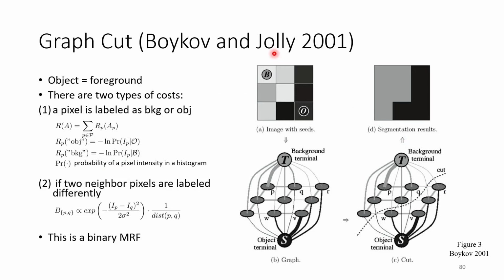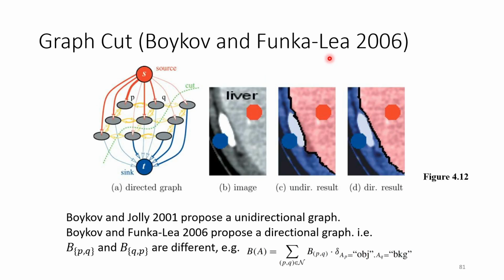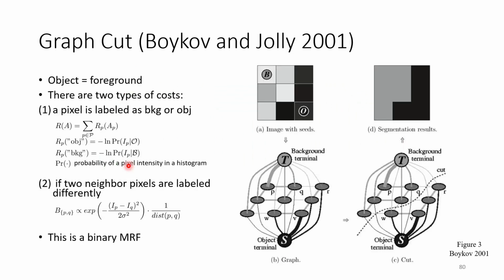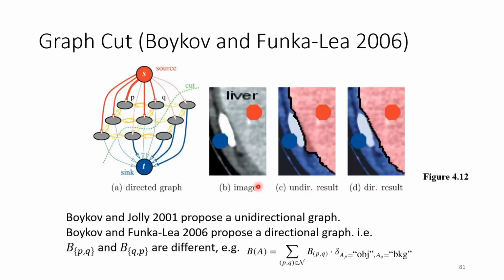This paper was published in 2001, and 5 years later, the same first author, Boykov, proposed another method. You still use the Markov random field, and the difference is that in the 2001 paper, there is no direction. It means the cost from P to Q and from Q to P is the same. But in his 2006 paper, he used a directional graph. It means the cost from P to Q and from Q to P will become different.